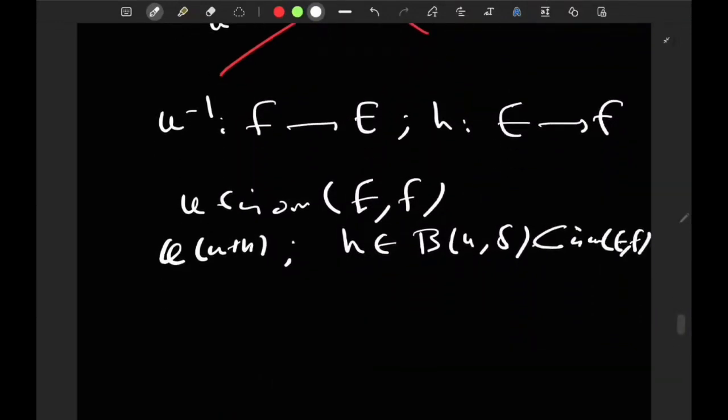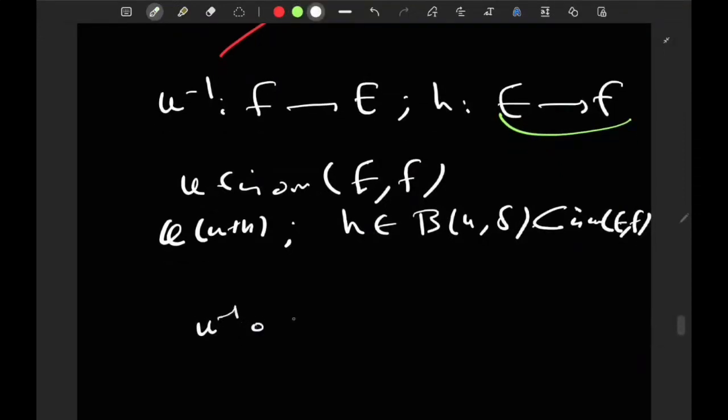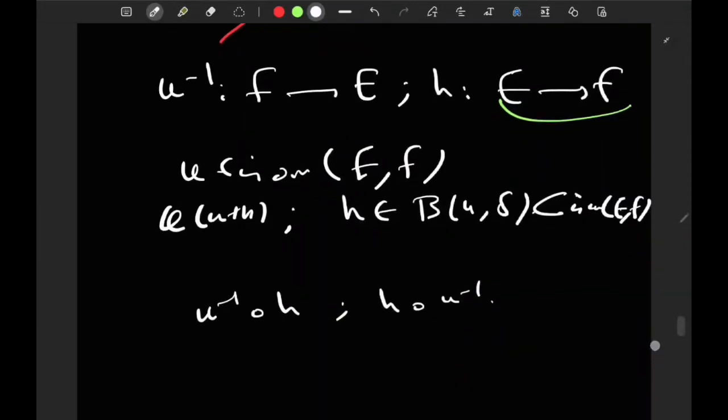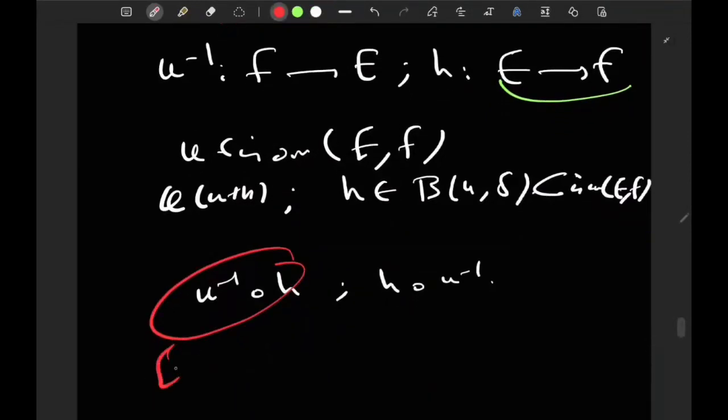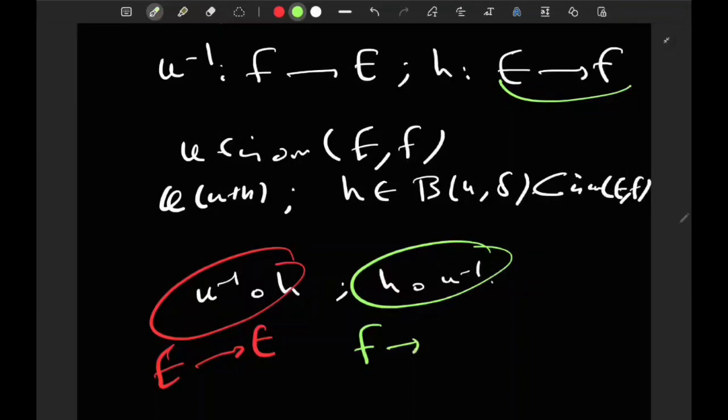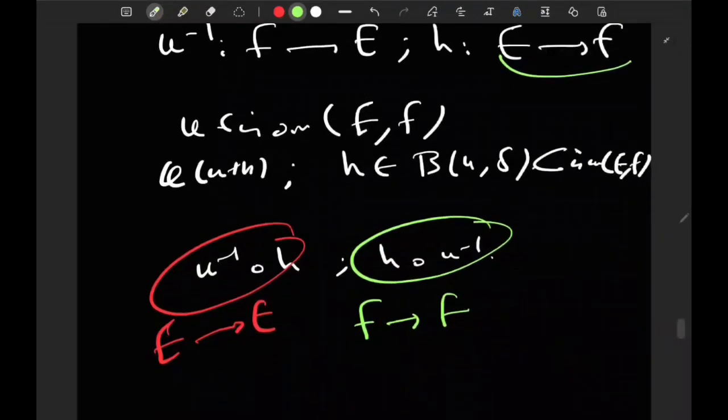So at the end of the day, even if we are not staying inside the Isom, H is a map from E to F. So both U inverse composed with H and H composed with U inverse make sense. U inverse composed with H is just going to be a map going from E to E, and H composed with U inverse will just be a map going from F into F. So it makes sense to do these two operations.